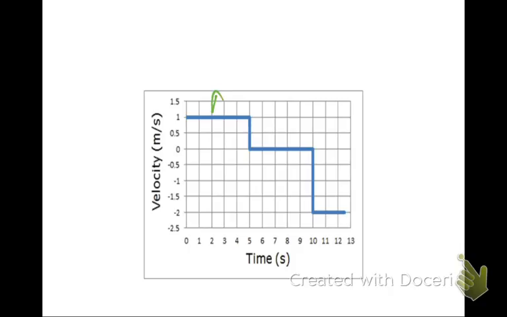Okay, so for this one, the first thing I want you to do is tell me on your board at which of these places is the object at rest. Write it down on your board. Flip your board over. 2, 1, show me your boards.